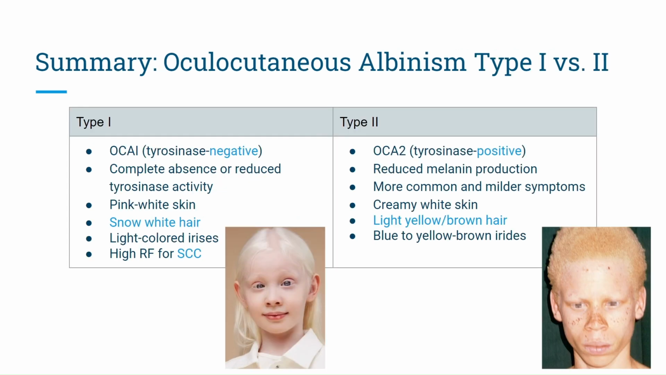Here's another example, just kind of comparing the two. OCA type 1, whether it's type 1A or type 1B, you're going to have pink to white skin, snow white hair, light color irises. And type 2, you're going to have OCA type 2, obviously, reduced melanin production, more common, milder symptoms, a little bit more pigment in your hair.